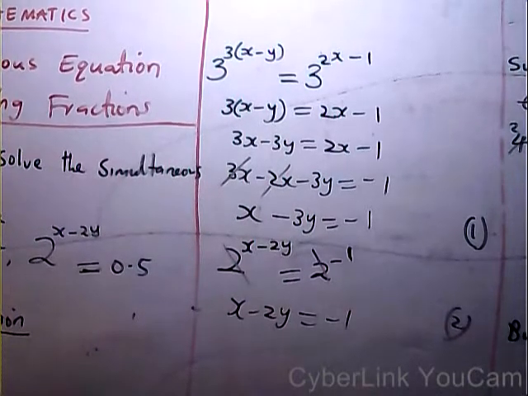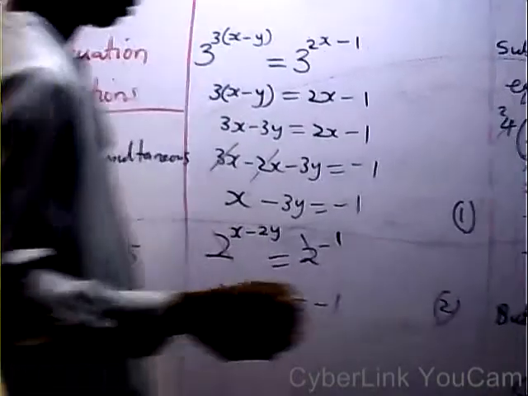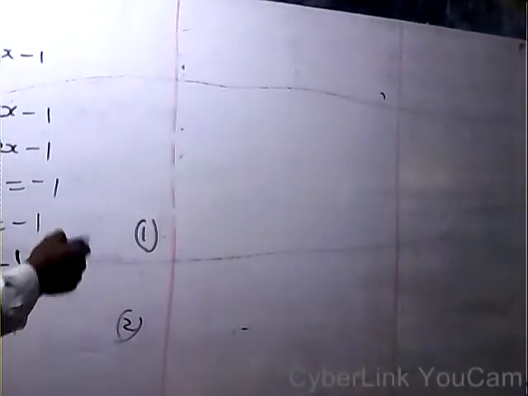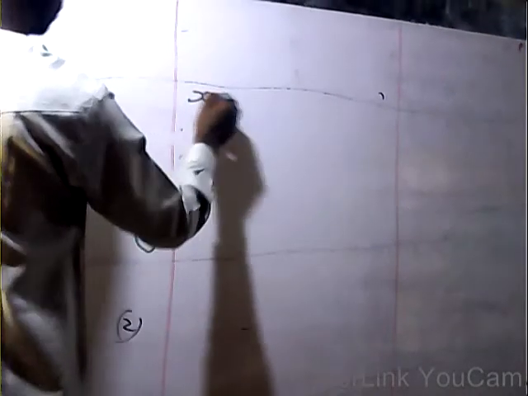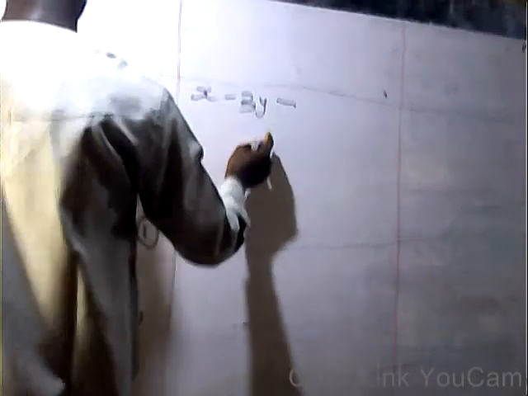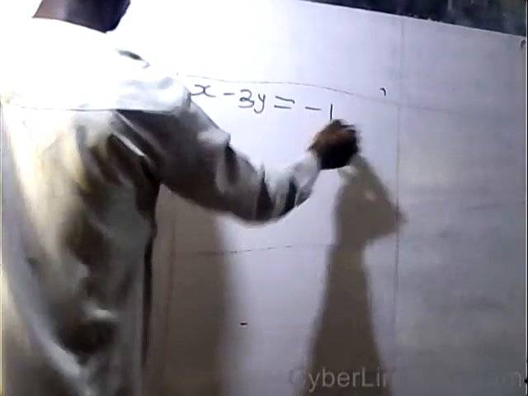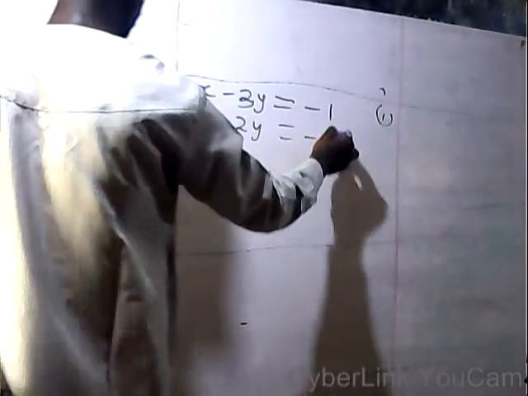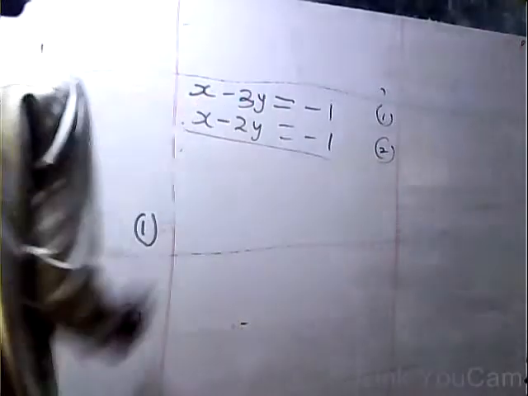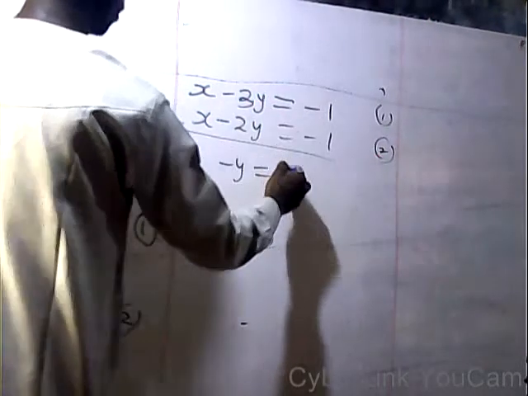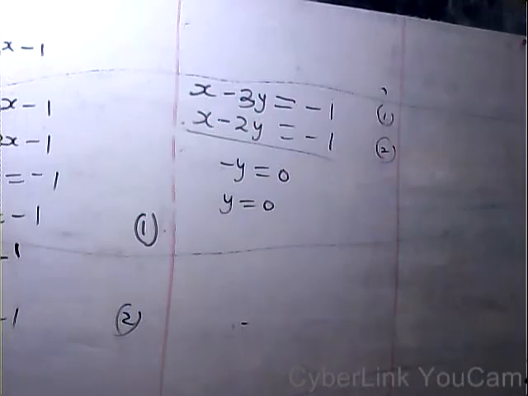And how will I do that? I will have x minus 3y is equal to what? Minus 1. This is equation 1. The other one is x minus 2y is equal to minus 1. This is equation 2. If I subtract, x minus x will be 0. This minus this will be minus y is equal to this minus this, that is 0. That means y is equal to 0.